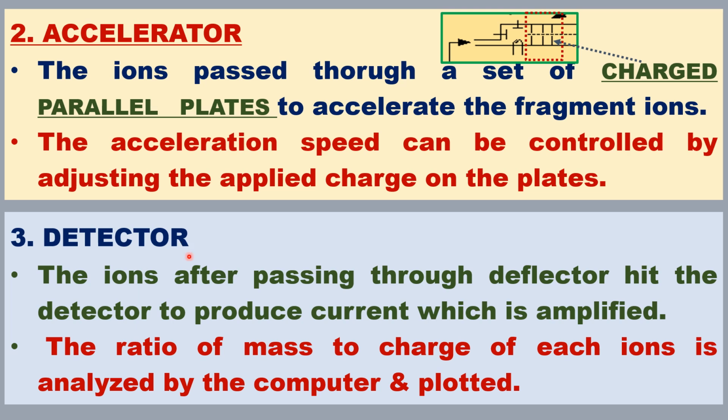Okay, then detector. The ions, after passing through deflector, hit the detector to produce current, which is then amplified. The ratio of mass to charge of each ion is analyzed by the computer and then plotted to give mass spectrum.